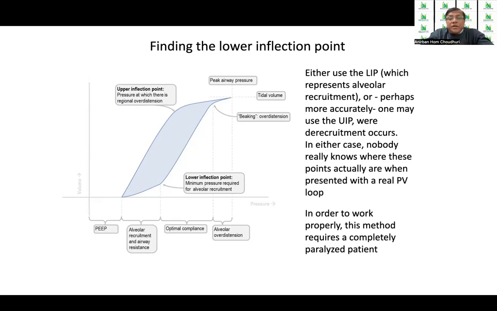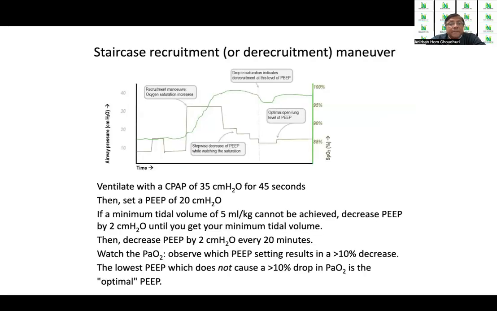So it is very important to realize that we can choose 2 centimeter, but it is very difficult practically to apply this method at the bedside. However, one may use it, particularly where de-recruitment occurs. And in either case, nobody really knows where these points actually are when presented in a real-time PV loop. In order to work properly, this method requires a completely paralyzed patient, and that is also not always possible.